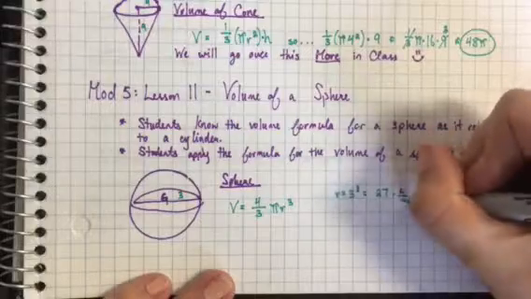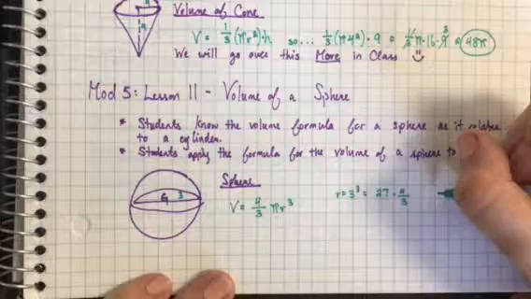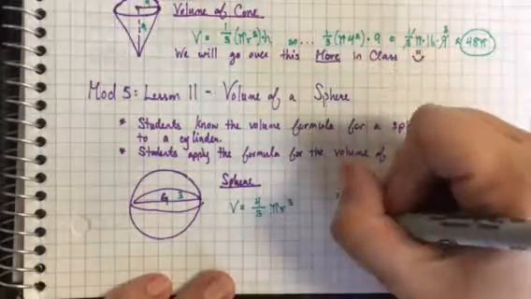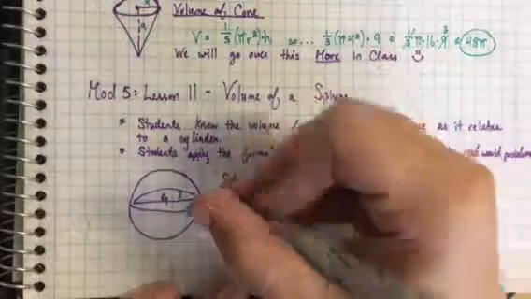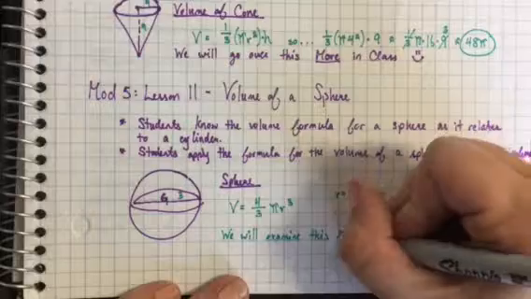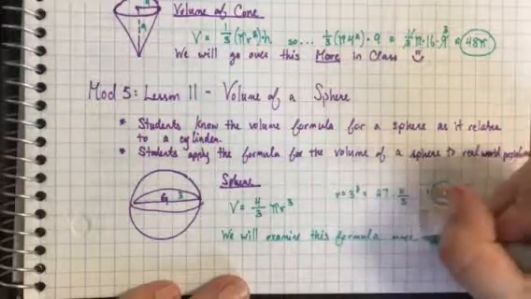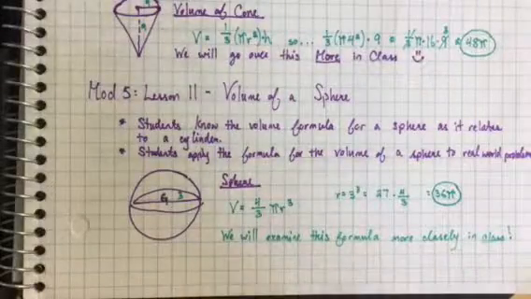3 cubed is 27 times 4/3. So if I divide the 27 by 3, I get 9 times 4 is 36. So my volume is 36 pi. And we're going to look at how that sphere formula relates to the cylinder in class and kind of do a little exploration with that.